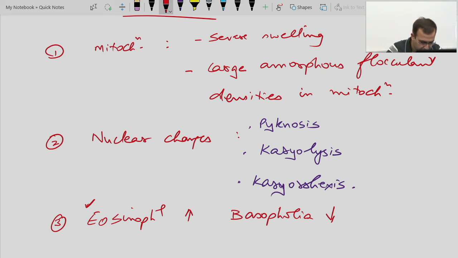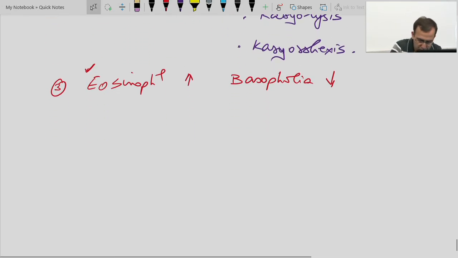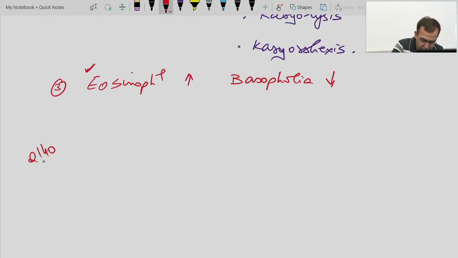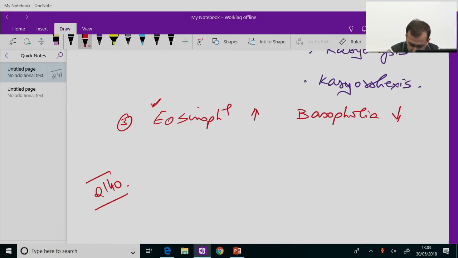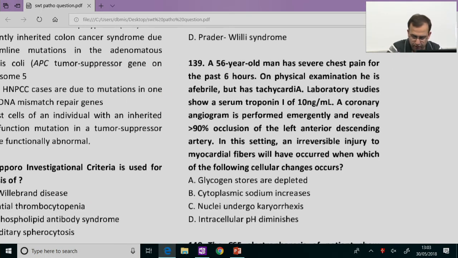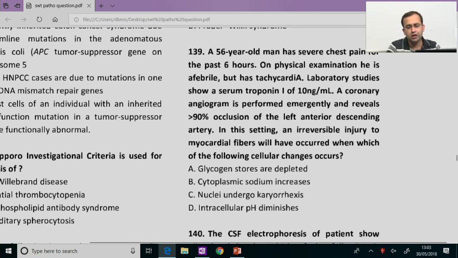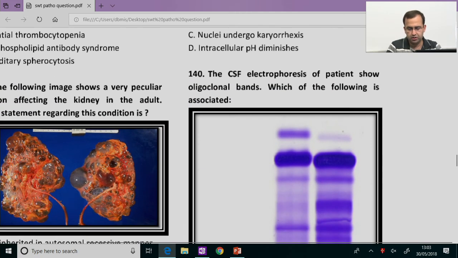Done. This finishes question 139. This gets us to the next question, that is question 140. So the answer to 139: nuclei undergoing karyorrhexis.